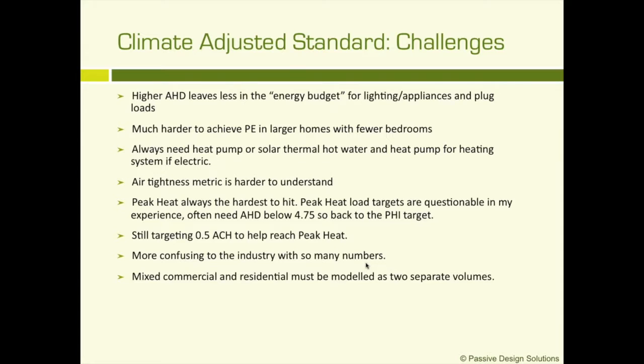We've been achieving from 0.4 to 0.5 very regularly on projects, so we're confident in doing the energy model at that level. Whereas in the CFM per square foot metric, on a smaller house you can have an air change up to about 1 and still meet the PHIUS target there. But we can't reach the peak heat load target, so we're still targeting quite a low air change per hour. We find that the targets are a bit more confusing to the industry because there are just so many more numbers out there.